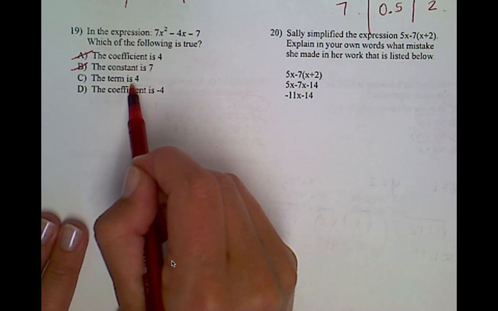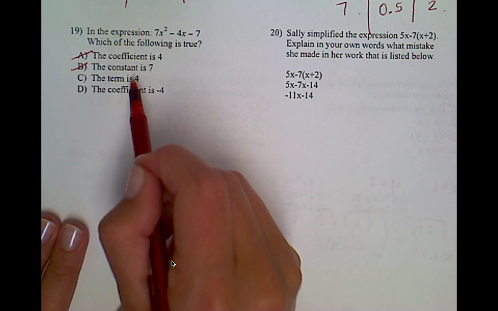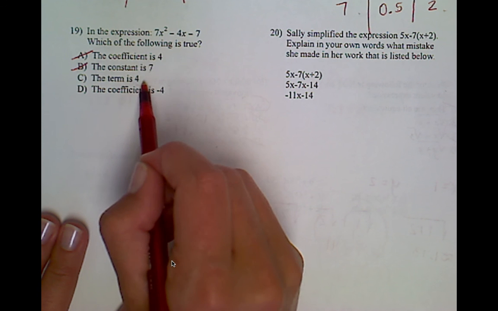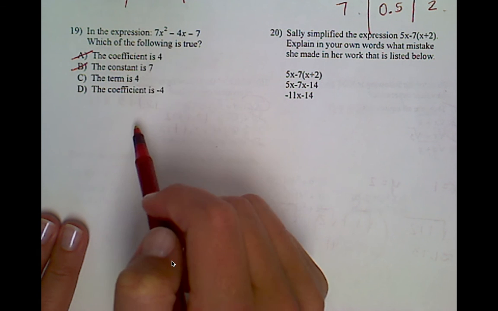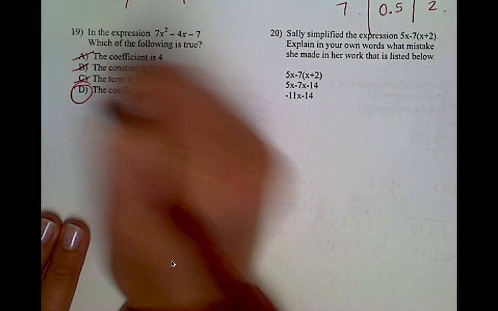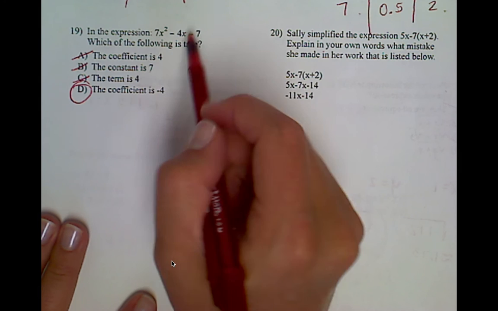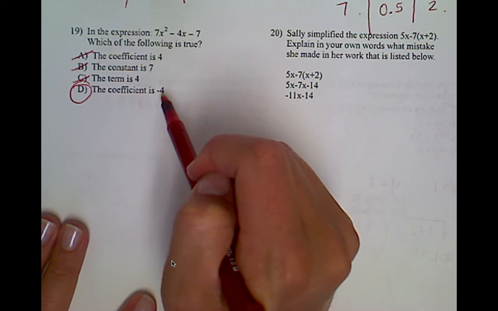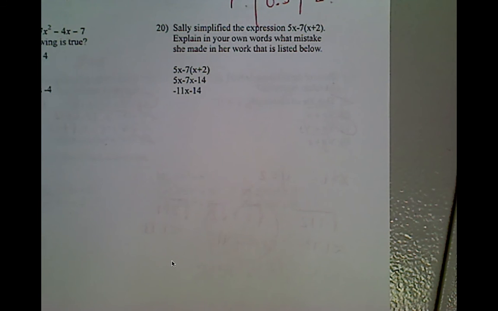Term is a number, a product of both, or a variable. Do you see just a plain 4 up there without a variable? No, so it's not it. So hopefully D's our answer. The coefficient is in front of the x, negative 4 is in front of the x, is what's being multiplied, so we're good there. Okay, last one, Sally simplified the expression 5x minus 7 times x plus 2.